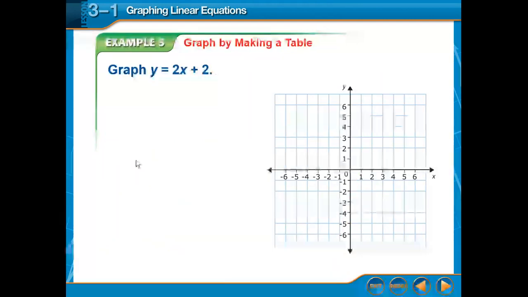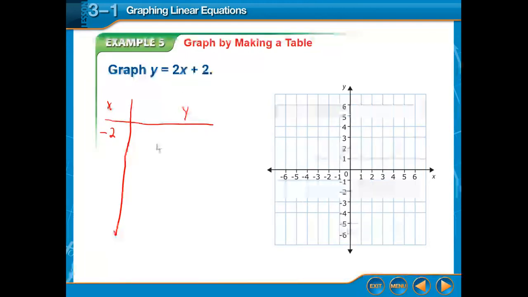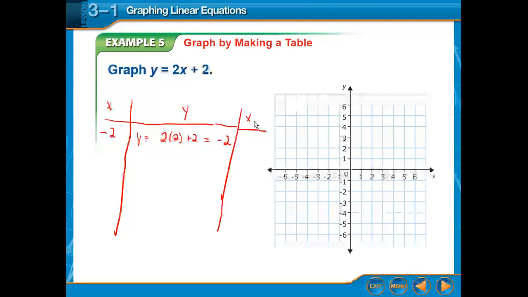Okay, we can also learn to graph by using a table. So I can say I'm going to put in an x value and see what I get for y. I'm going to start with negative 2. If I put in negative 2 for x, y is going to be equal to 2 times negative 2 plus 2. So that's negative 4 plus 2, which is negative 2. That gives me the point (x, y): I put in negative 2, and I got negative 2.